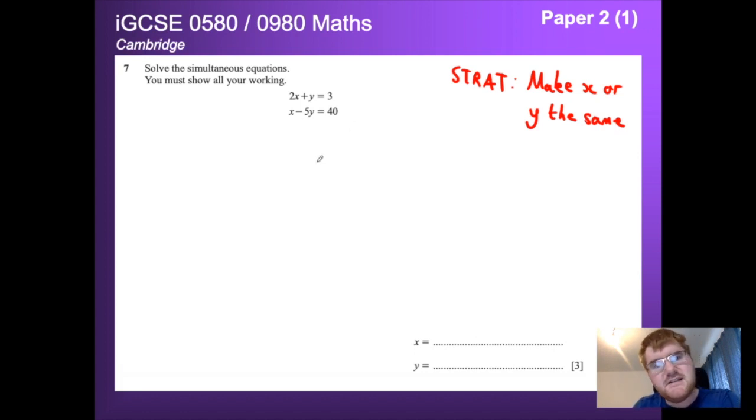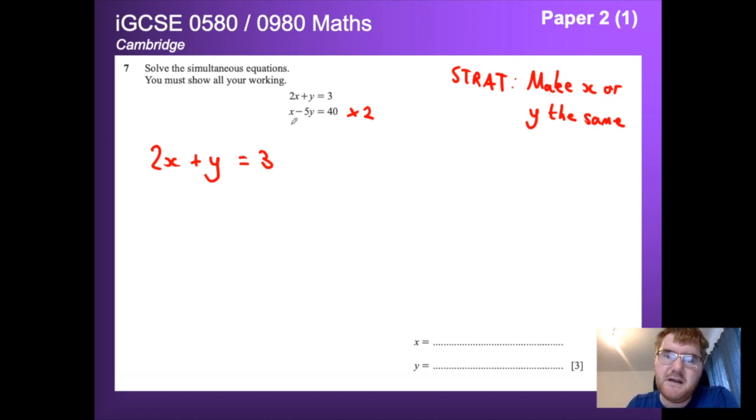So we look at this and we go, well, probably the easiest way of doing this is if I times the whole bottom equation by 2, because if you multiply by both sides, it doesn't change anything, then my x's will be the same, which is very helpful for my next step. So I'm going to copy out the first equation, 2x plus y is equal to 3, and I'm going to multiply everything in this equation by 2.